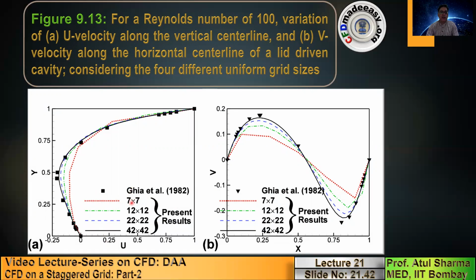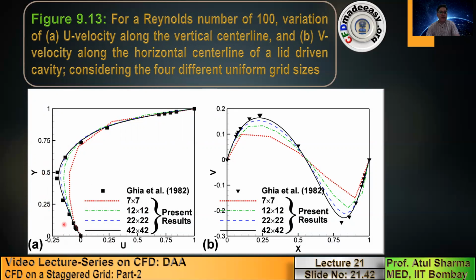The computer program was run on various grid sizes: 7 by 7, 12 by 12, 22 by 22, and 42 by 42. You can see that as the grid is refined, the solution asymptotes to the correct solution, and on a grid size of 42 by 42, the presently obtained results match very well with the published results. This is for the variation of u velocity on the vertical center line. Note that the u velocity is negative in the lower half because the fluid rotates in the clockwise direction. So you can see these are negative velocities.